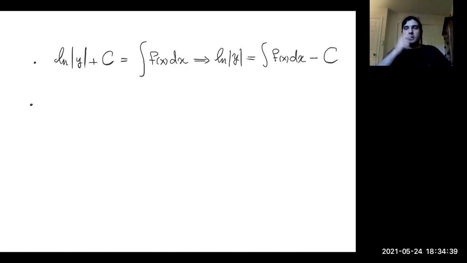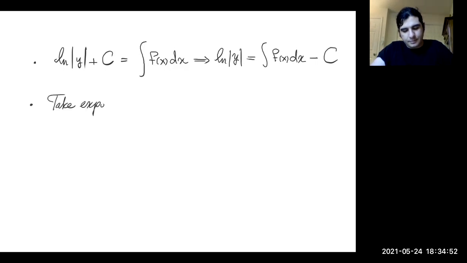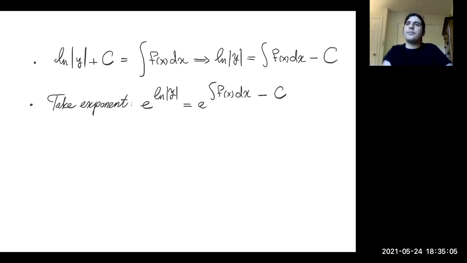Now, because we are looking for y, we don't like ln here, and in order to get rid of that, we would take the exponent of both sides. So e to the ln of absolute value of y would be equal to e to the integral of f(x) dx minus c. Now again, because e and ln are inverse to each other, the left-hand side is just equal to absolute value of y.